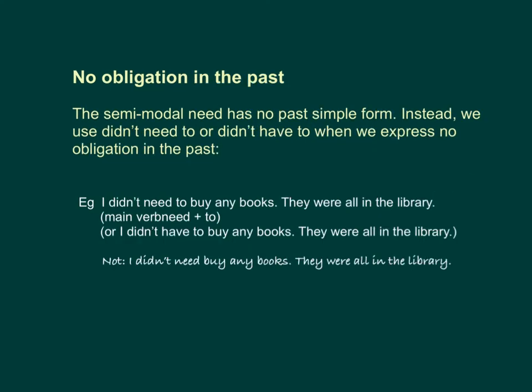No obligation in the past. The semi-modal need has no past simple form. Instead, we use didn't need to or didn't have to when we express no obligation in the past. For example, I didn't need to buy any books. They were all in the library. Main verb need plus to. Or, I didn't have to buy any books. They were all in the library. Not, I didn't need to buy any books. They were all in the library.